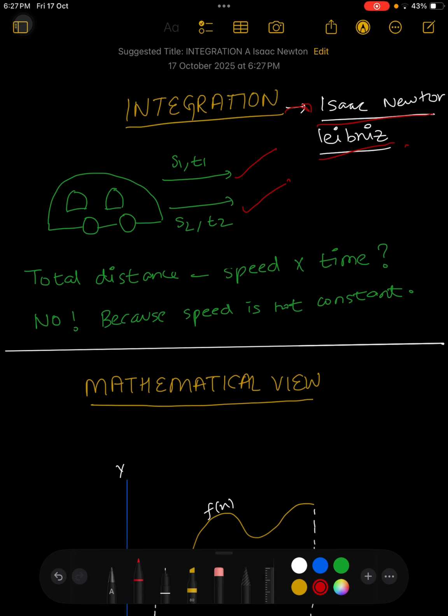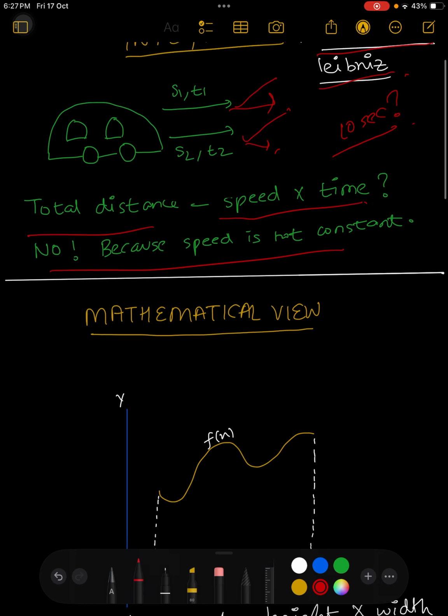Sometimes you're going very fast, sometimes you're going slower. So if I ask you, what is your total distance covered in 10 seconds? You just can't multiply speed into time and say that is the total distance covered, right? Because your speed is not constant.